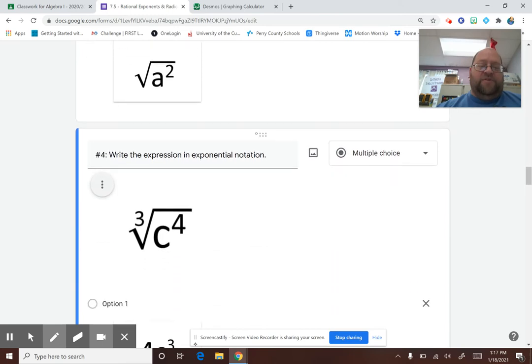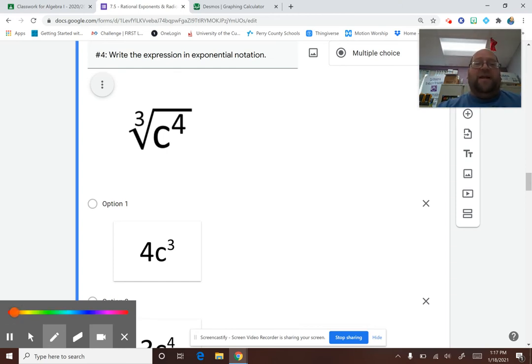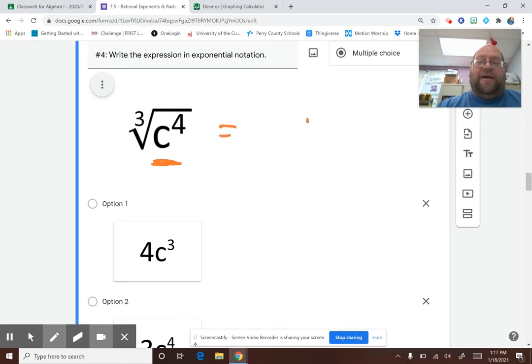So let's go on down to a different type of problem. So we've got number 4, and here on number 4, this time you are given a radical and you're asked to express it in exponential notation. So again, we're going to take this base right here, which is c, and I'm going to just write that right here, c. Notice that this 4 actually becomes my numerator. So I'm going to put the 4 here, put my fraction bar, and then the 3, which is the index, actually ends up being my denominator. Okay, pretty simple, but you have to be able to go back and forth between rational exponents and radicals.